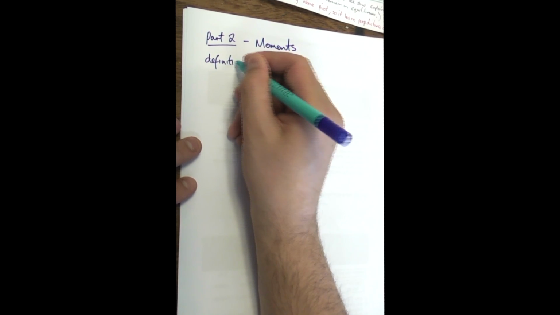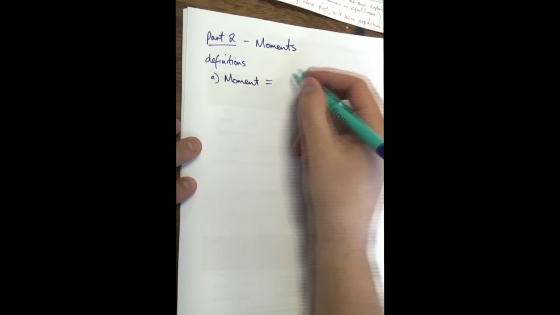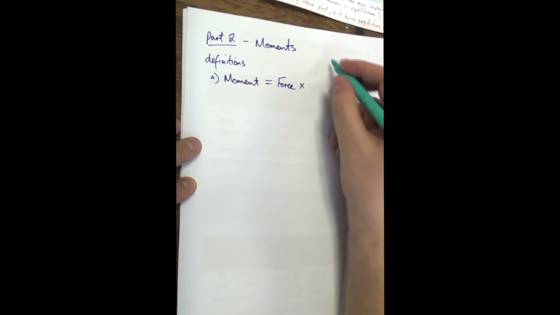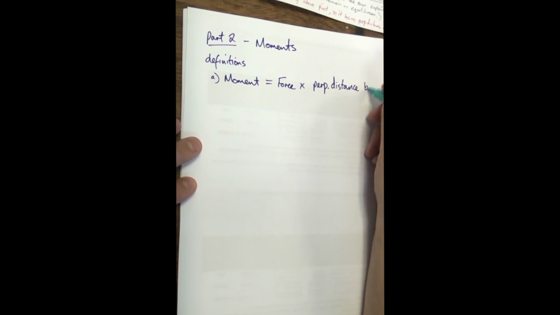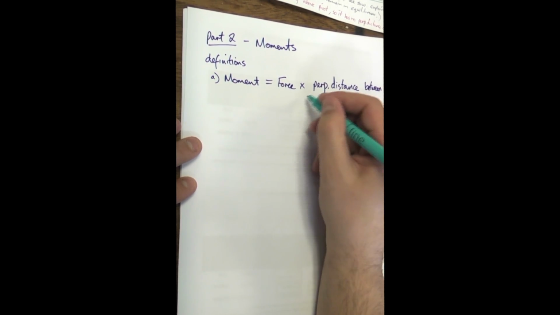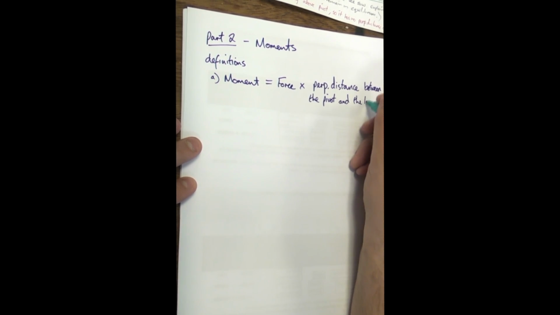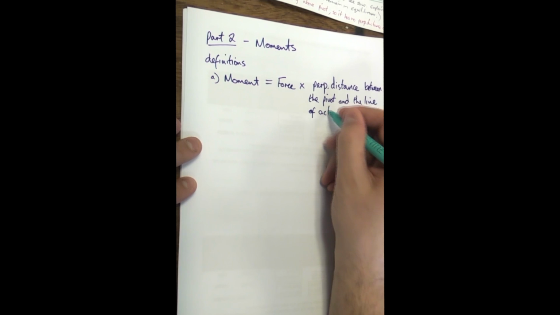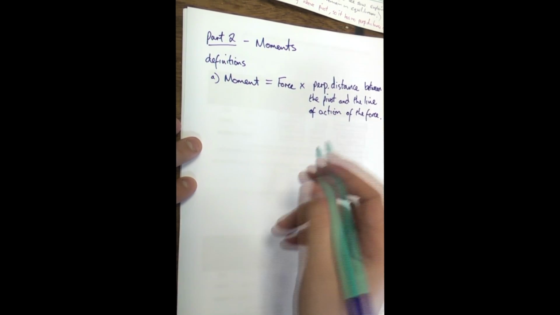So we'll start us off with some definitions. The first one is the definition of a moment. It's the force times the perpendicular distance between the pivot and the line of action of the force. So you must remember the perpendicular distance between the pivot and the line of action of the force.